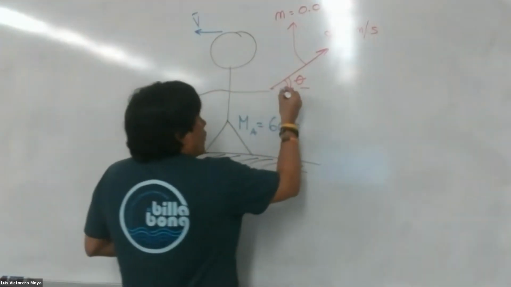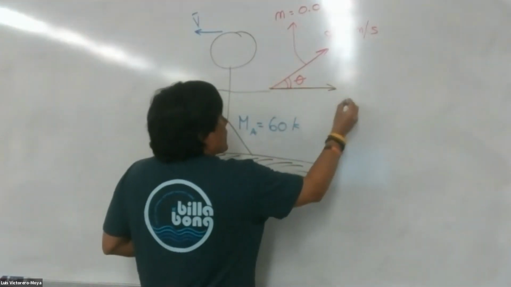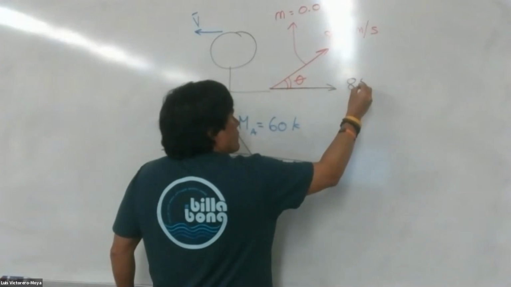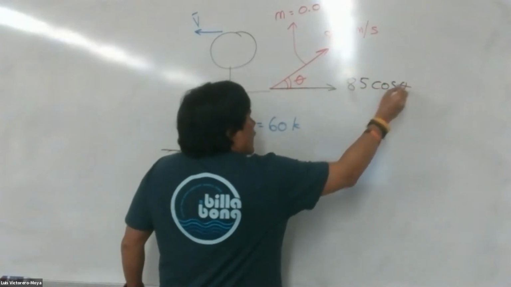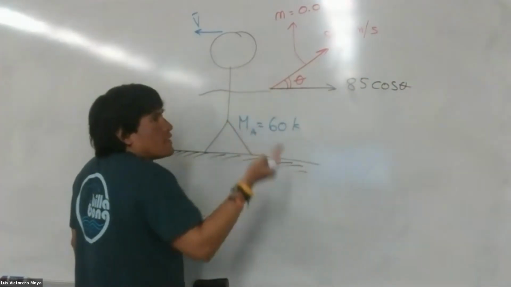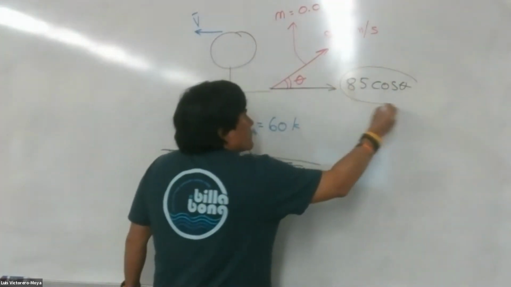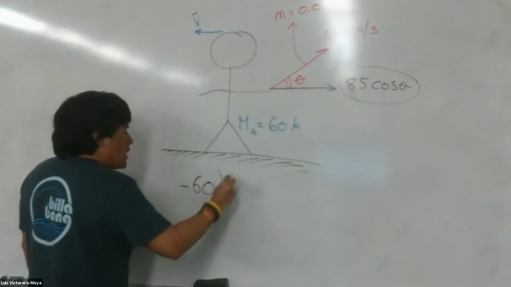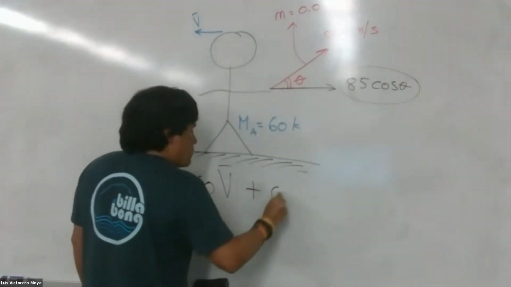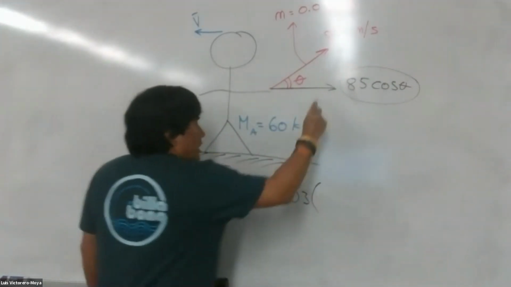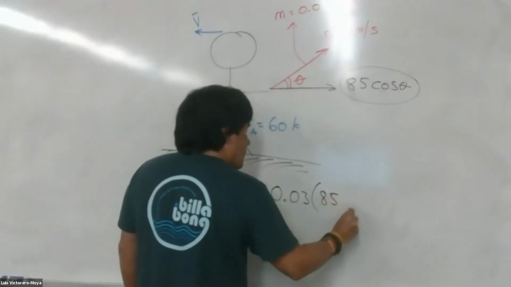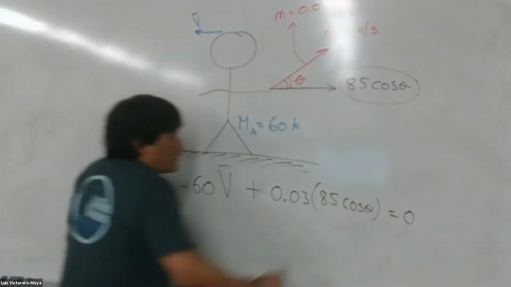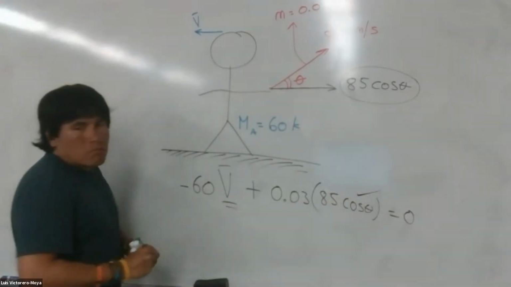For the archer, for the arrow, yes, there is this v85 cosine theta, and 85 sine theta, but for the archer it doesn't matter. So now you use this component. Minus 60 times the velocity of the archer plus 0.03 times 85 cosine theta, that's equal to 0. If I give you the angle theta, you can find the velocity now.